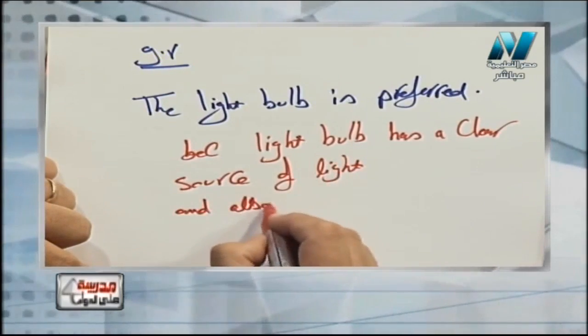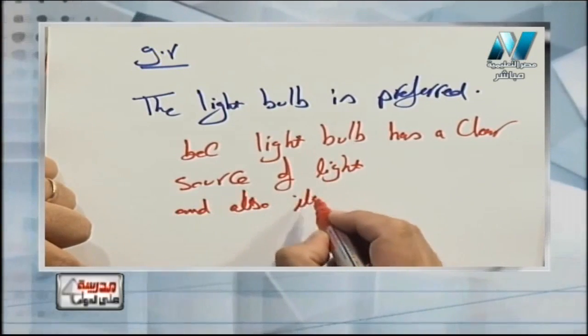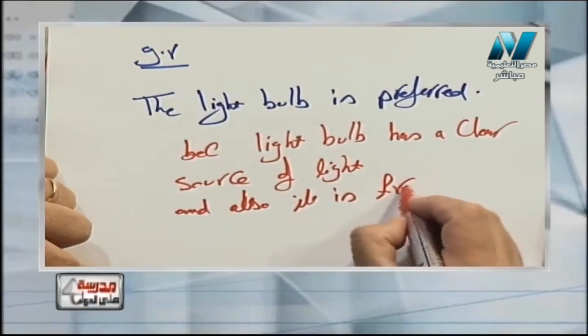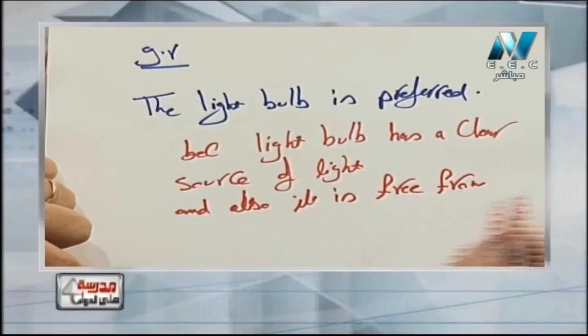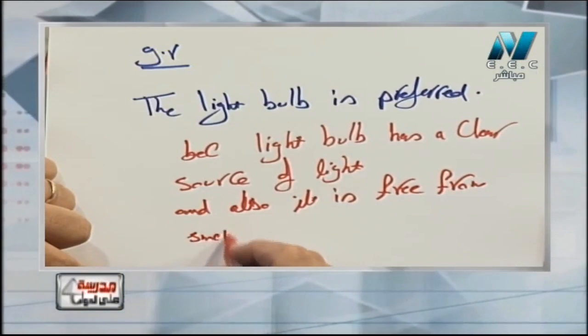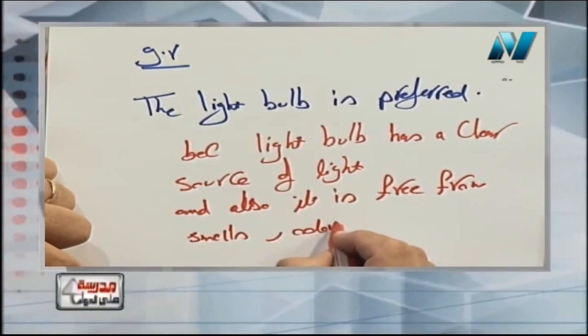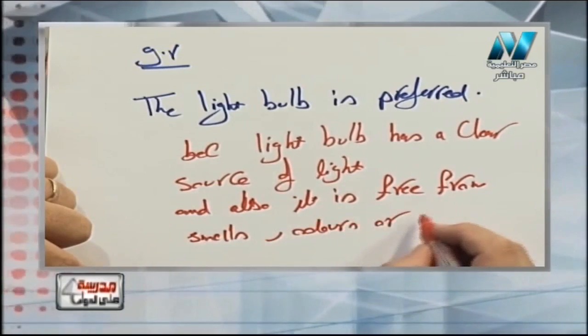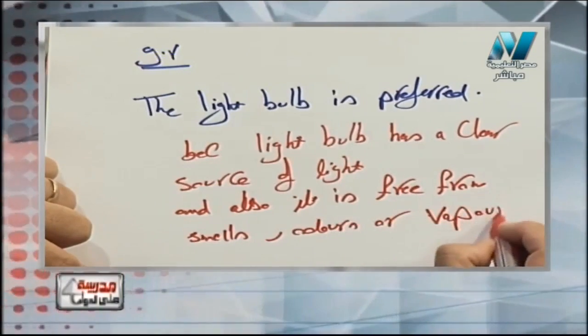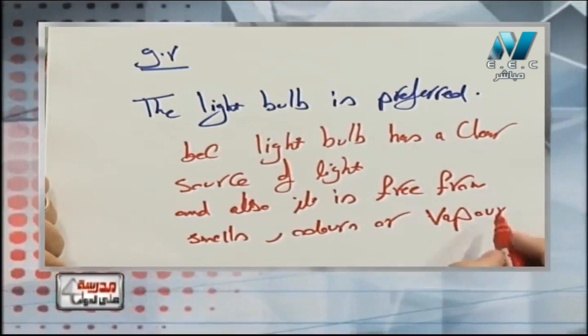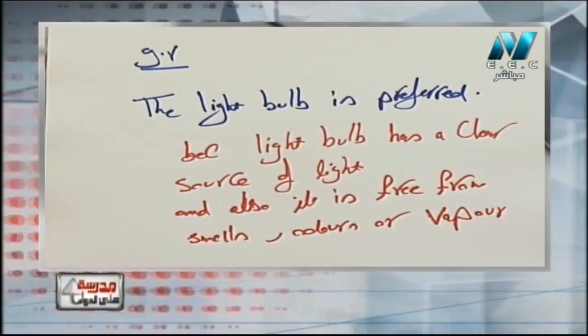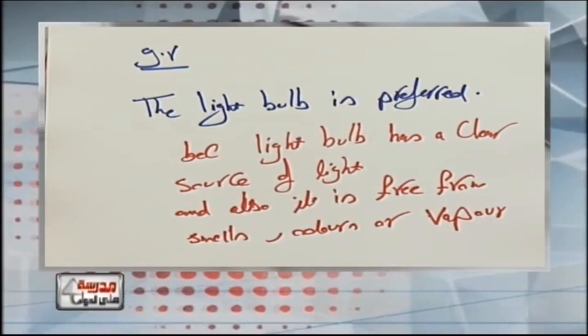And also it's free from bad smells, odors, or vapors, such as the kerosene lamp, the oil lamp, and the fire. So again, the light bulb is preferred because it has a clear source of light, and also it's free from bad odors or vapors and bad smelling.